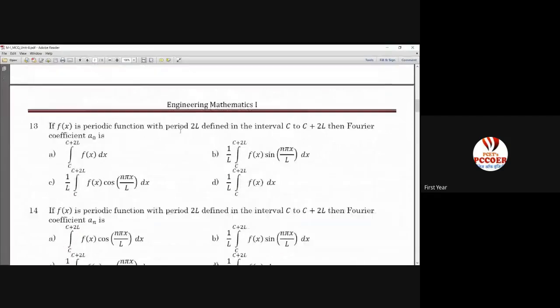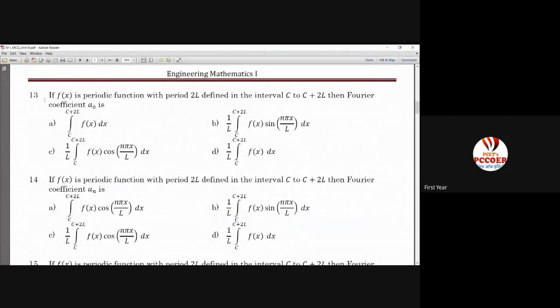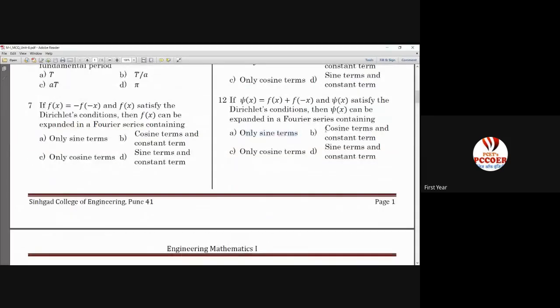So I have not gone through this question. I am also solving along with you all only. So let's see how we are going about it. That's right. Answer is option B only.